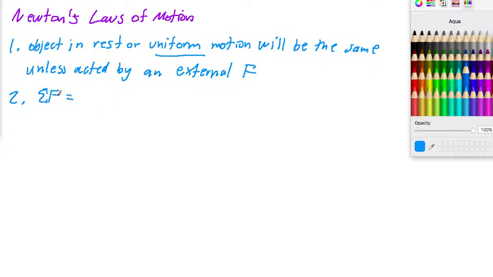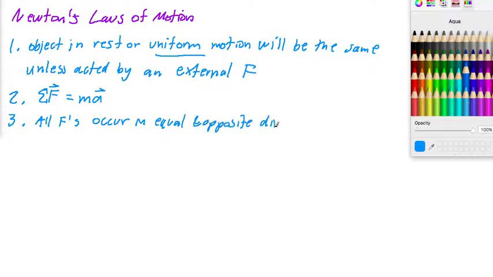This is sigma, the sum of the forces acting on the object equals ma. The forces are vectors, and the a is a vector as well. Law 3 tells you that all forces occur in equal and opposite directions.